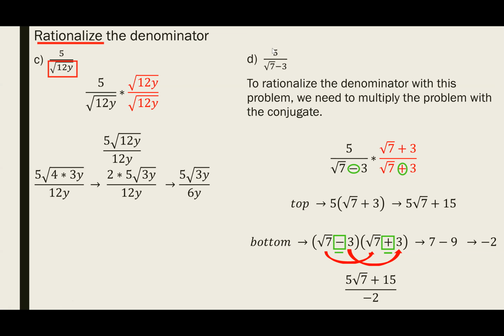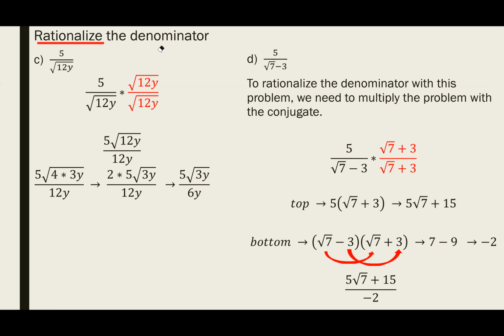Okay, and distinguish the difference between D versus C. Distinguish the difference between D versus C. The one most important thing between D versus C is in D, there is an addition, or in this case, a subtraction. In C, there's no addition or subtraction on the denominator.